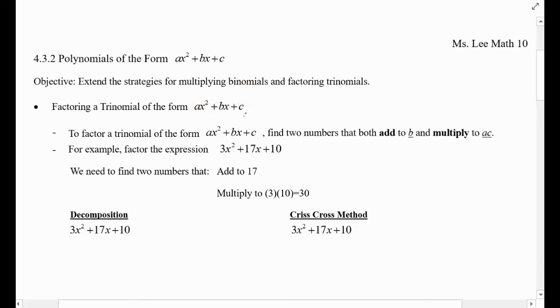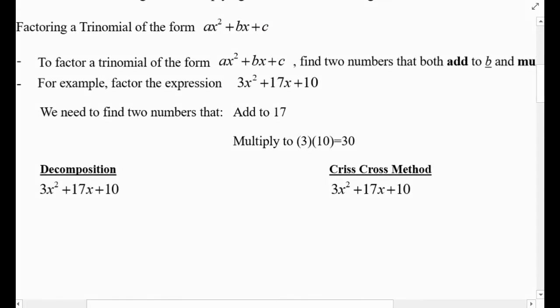It's not just c this time. This time we have to find the numbers that multiply to a times c. Okay? So for example, if you have 3x squared plus 17x plus 10, you're going to find the numbers that add to 17 and multiply to 3 times 10. What is it? 30. So what numbers would you choose?